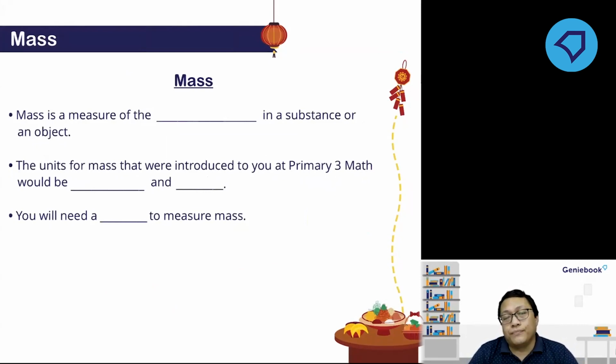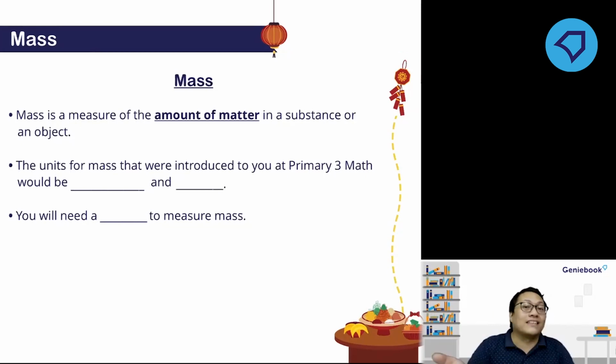So what is mass actually? Mass is a measure of the amount of matter in a substance or an object. Let's say my mass is 80 kilograms and your mass is 35 kilograms. Which one has more mass, me or you? Of course, I have more mass, because my mass is 80 kilograms while yours is 35 kilograms.